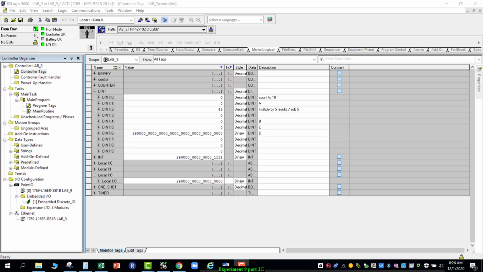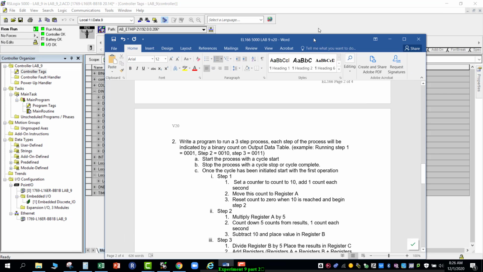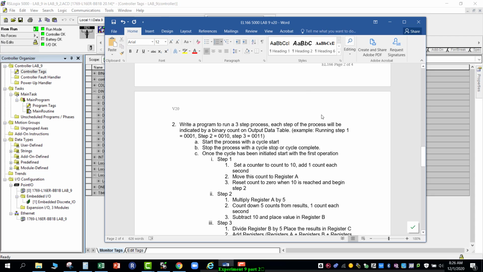So let me pull over the requirements for today and review those real closely with you. So first piece of this, we have to run a 3-step process. Each step of this has to be indicated by a 1, 2, or 3. So it's not just turning on a bit, but it's turning on a binary value. So if we're running step 1, we're going to run a binary value of 1.